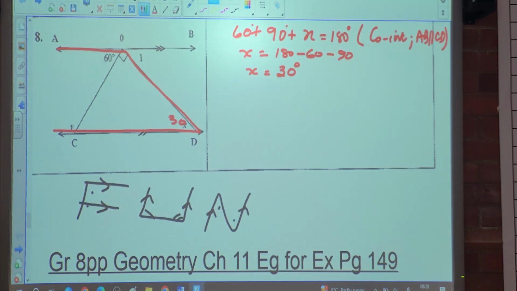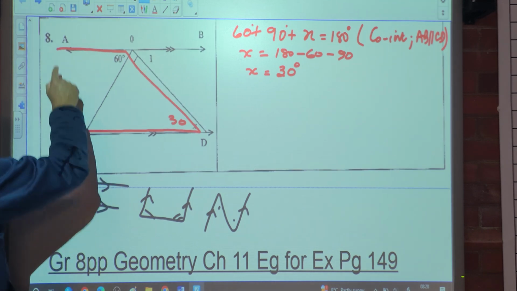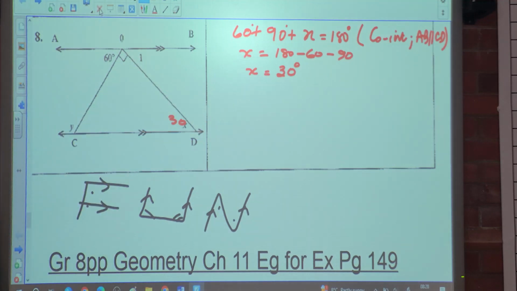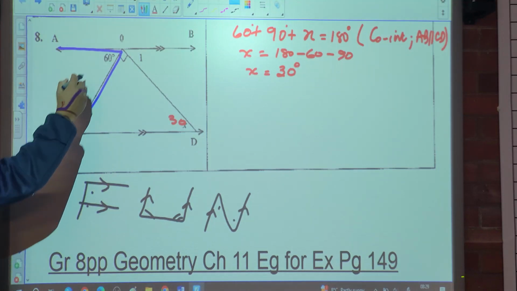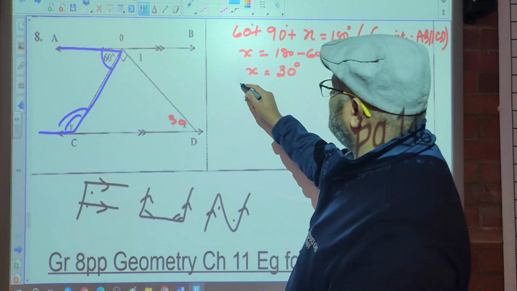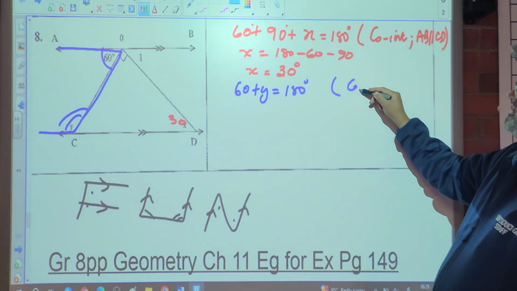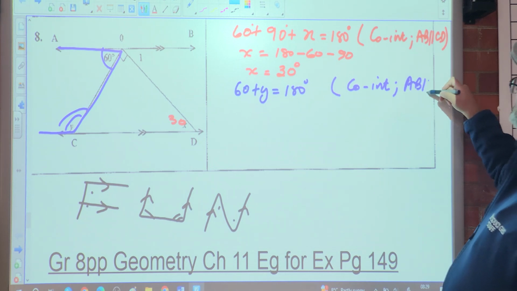Okay. How do you calculate Y? How can I calculate Y? Again, co-interior. So 60 degrees plus Y is equal to 180, co-interior angles with AB being parallel to CD.